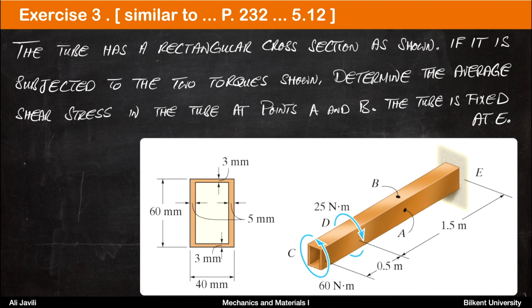Exercise 3, the last exercise of today's lecture, is similar to problem 5-12 on page 232 of the book. The tube has a rectangular cross section as shown. So we have a tube here fixed at E with a rectangular cross section and 2 torques applied on it. If it is subjected to the 2 torques shown, determine the average shear stress in the tube at points A and B. Points A and B are on 2 different walls, and we want to calculate the average shear stress on each of those walls. The tube is fixed at E, and the dimensions for the cross section are given here.